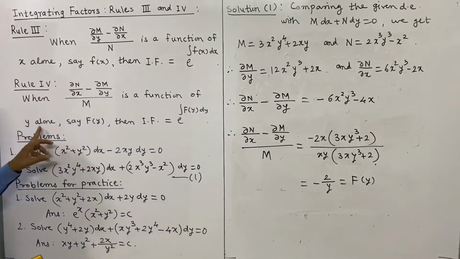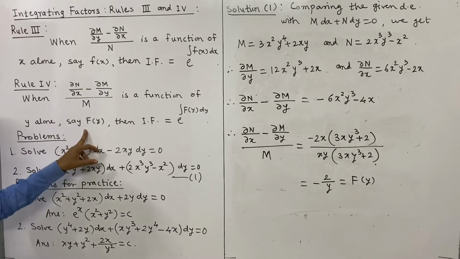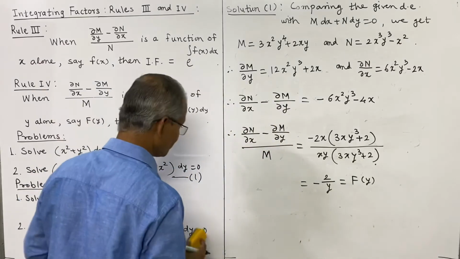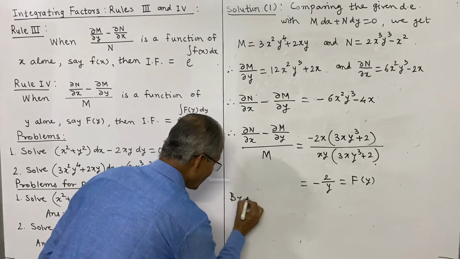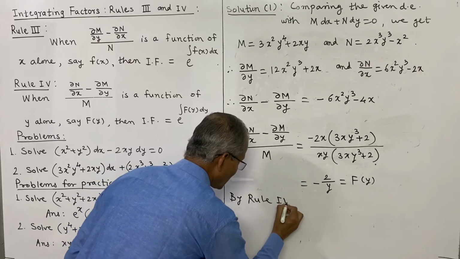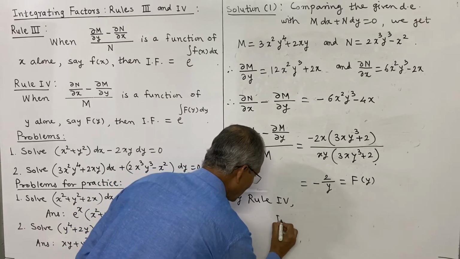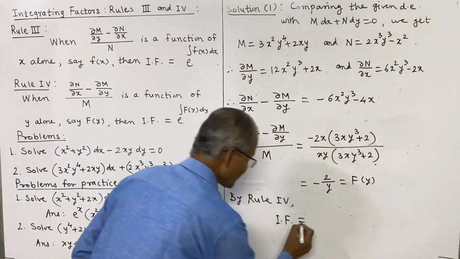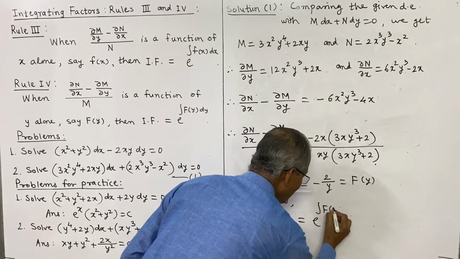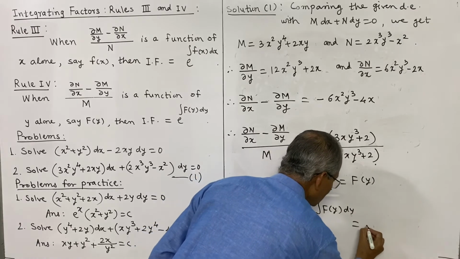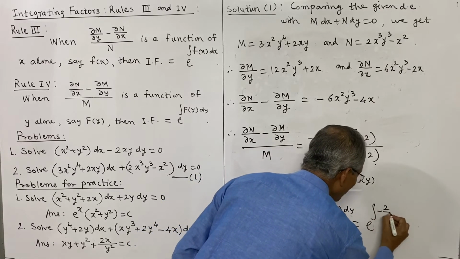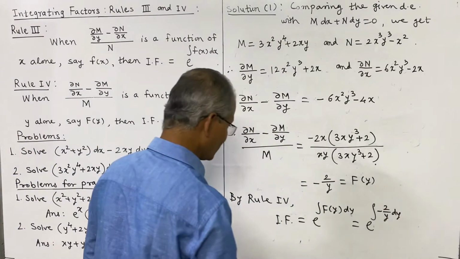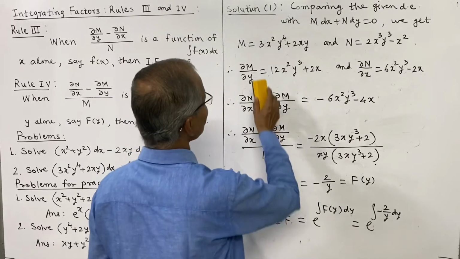Say a function of y alone, that is f of y we denote, and therefore by rule 4 the integrating factor is this one. By rule 4, the integrating factor is e to the power integral F of y dy, or that is e to the power integral minus 2 upon y dy, and that can be evaluated as earlier.